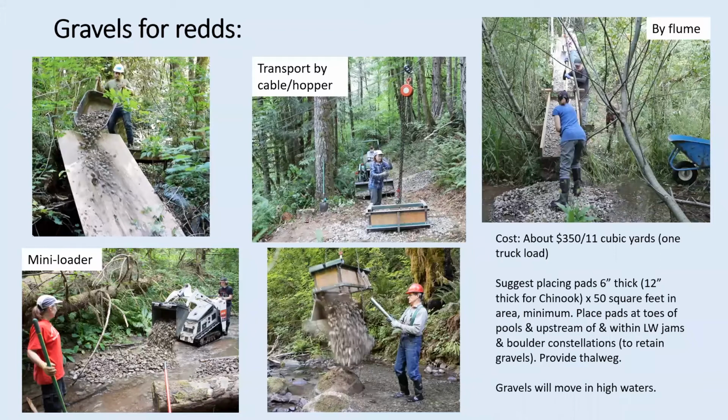And the gravel costs about $350 for 11 cubic yards. So it's not too expensive, about for one truckload. And I suggest placing pads about 6 inches thick, or about 12 inches thick for Chinook, by at least 50 feet square for potential redds. And place these pads at the toes of pools and upstream of and within large wood debris and boulder constellations to help retain the gravels.